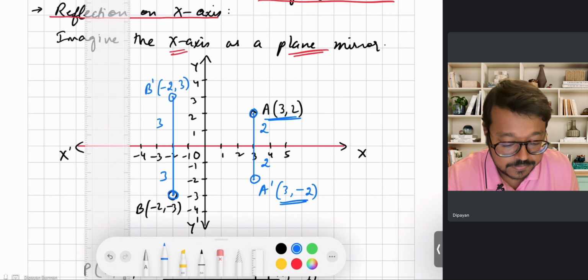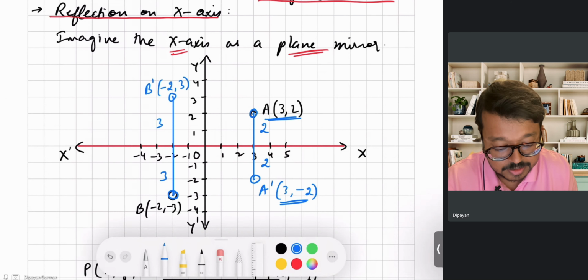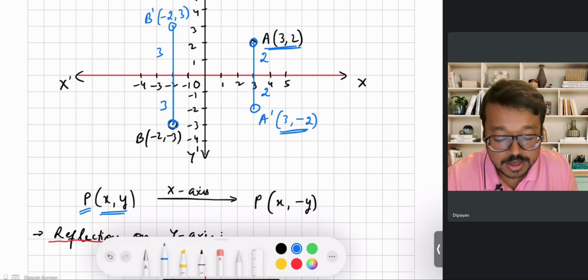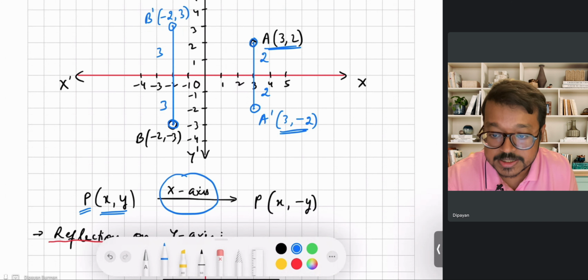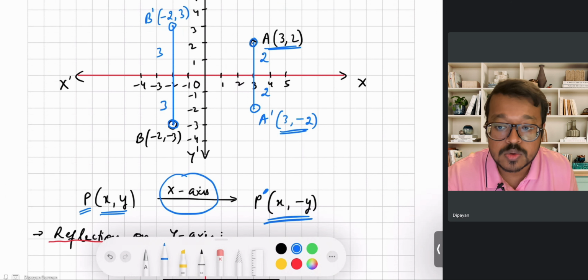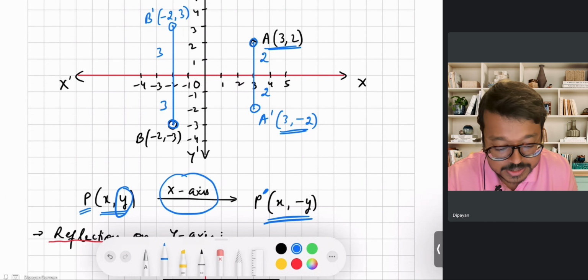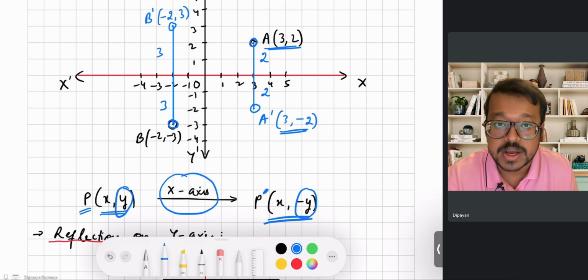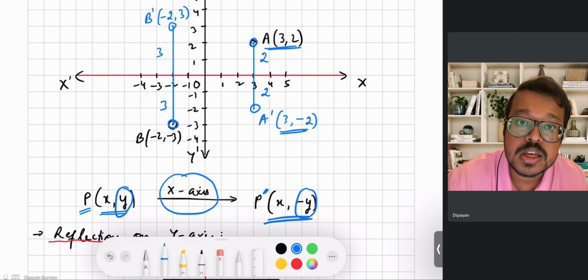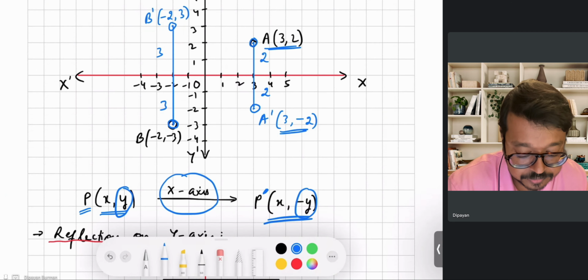So in general, if I had any point P with coordinates (x, y), and I reflect that point on the x-axis, the image P dash will have coordinates (x, -y). So the x coordinate under reflection on the x-axis remains the same, but the y coordinate's sign will change. Whatever the sign was, it will change. If it was positive, it becomes negative. If it was negative, it will become positive.